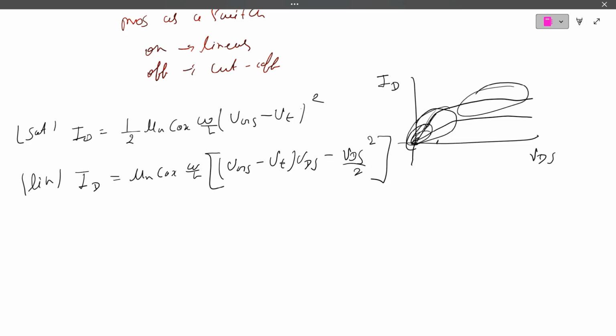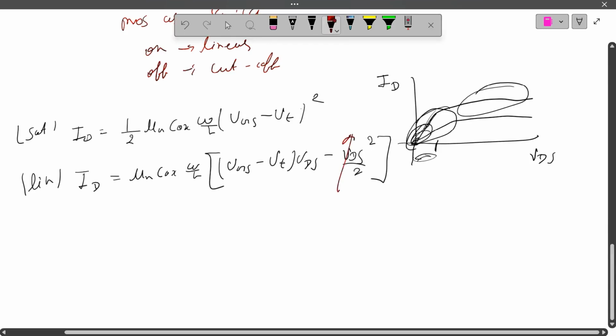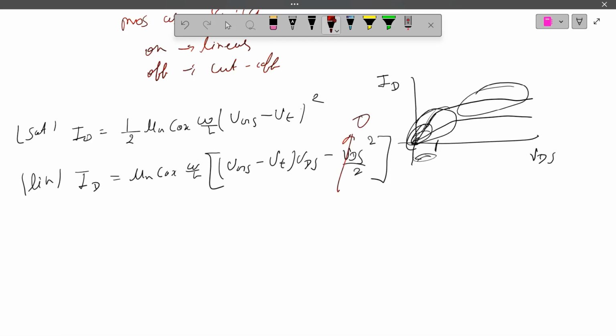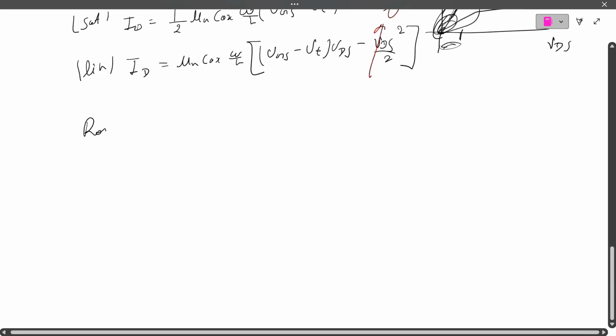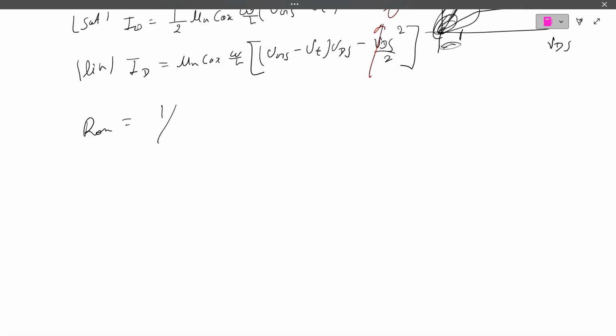In the linear region, VDS is a very low value, right? So VDS square will also be a low value compared to VDS, so we can neglect this one and assume it is approximately 0. Okay, so what is the Ron? Ron is defined by 1 by del I_D by del VGS. So if you differentiate this with respect to VGS, you will get 1 by mu n COX W by L (VGS minus VT).